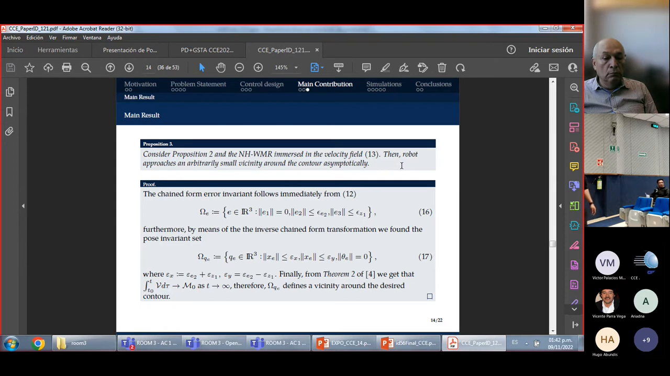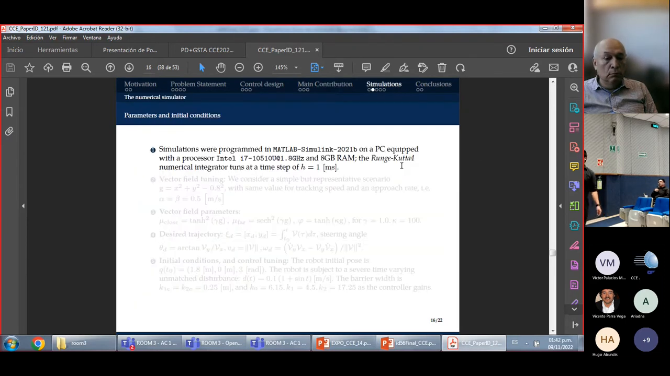Again, the proof is straightforward. It follows from the definition of the chained form transformation. We can write this later on. But we finally find the compact set for both the chained form errors and the pose of the robot.